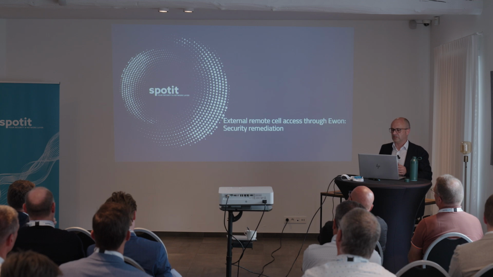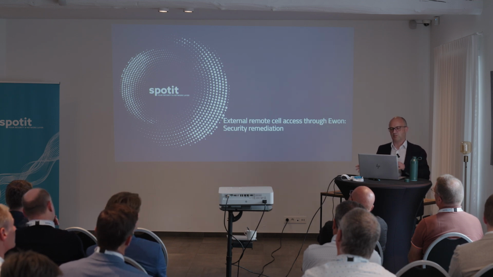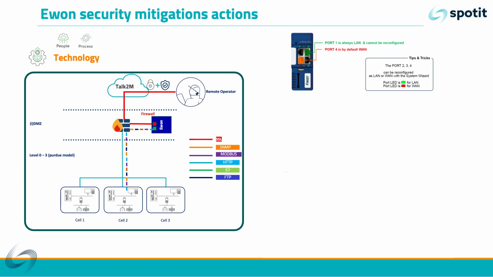So how can we mitigate this? By making use of technology, and by making use of processes. From the technology part, the E1 by default has its port 1 always configured as LAN, and its port 4 is always de facto the default WAN port. By interconnecting the E1's WAN and LAN interfaces to the firewall, you can better shield outbound communication from the E1 to Talk2M, and you can also filter on those destination endpoints.